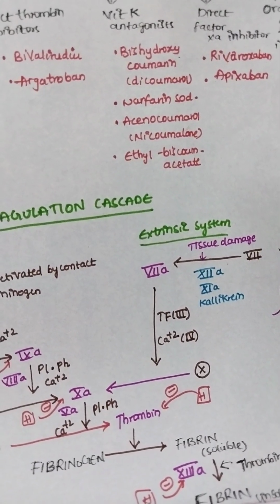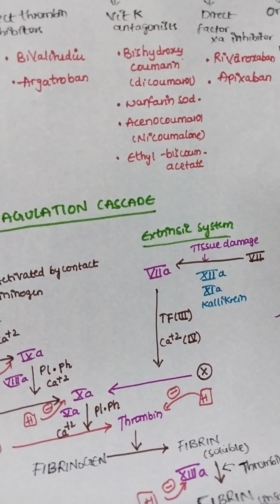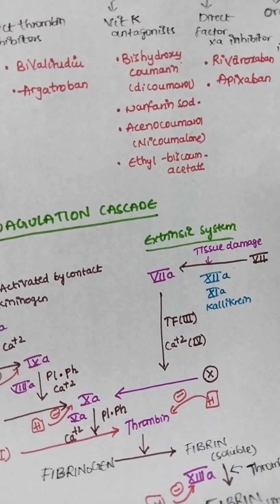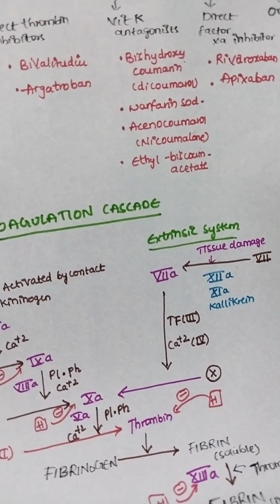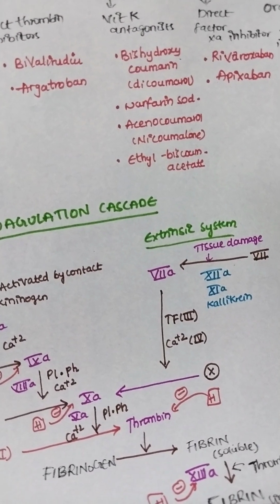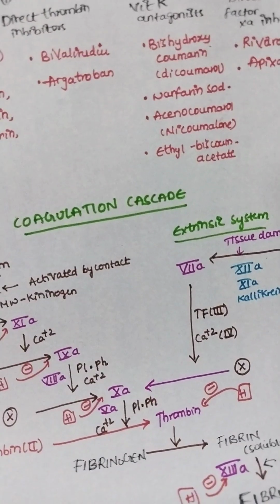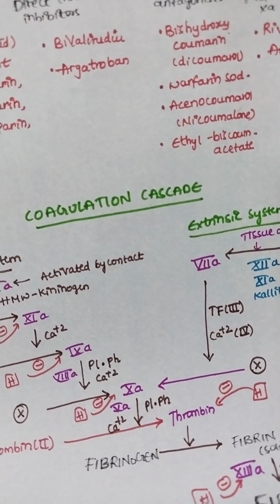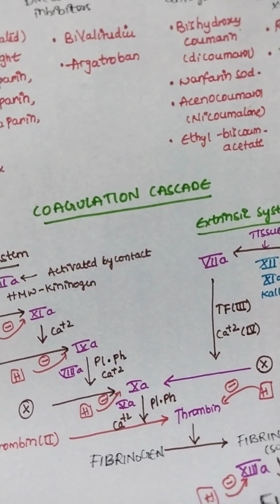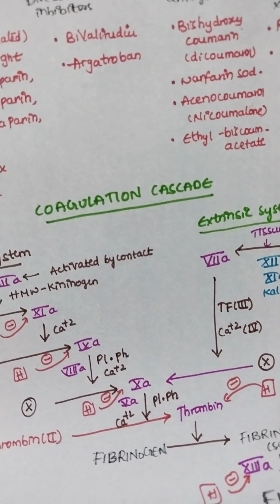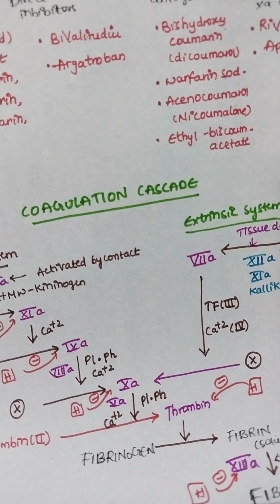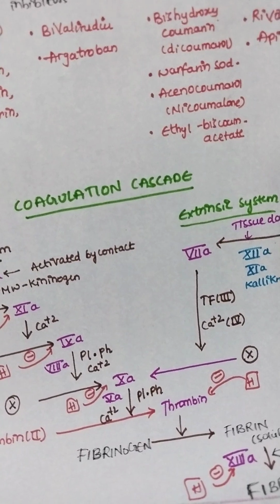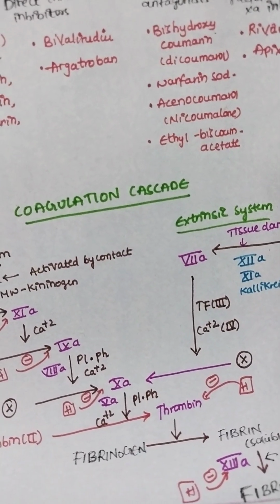Okay. In the extrinsic system, the 7th factor gets converted into 7A due to the exposure of collagen from tissue damage. After this, the 12th factor will get converted into 12A, the 11th into 11A, and with the help of kallikrein, tissue factor and calcium ions, the 10th factor will get converted into 10A. This 10A is a common point for both the pathways, and this 10A will act upon the prothrombin, and prothrombin will get converted into thrombin.